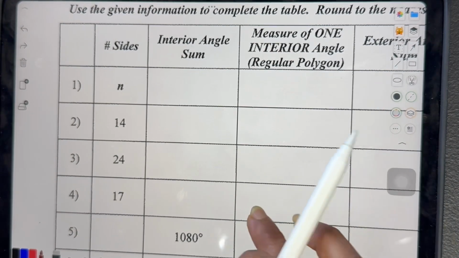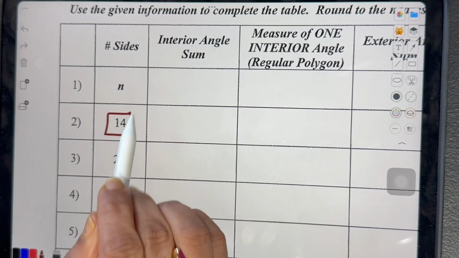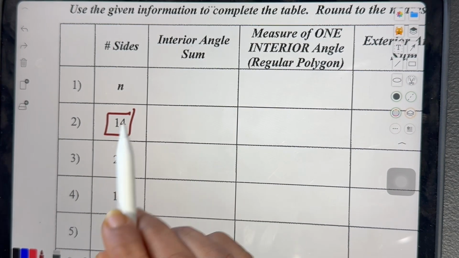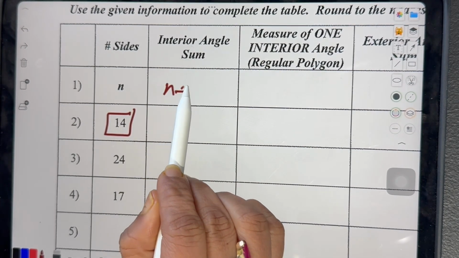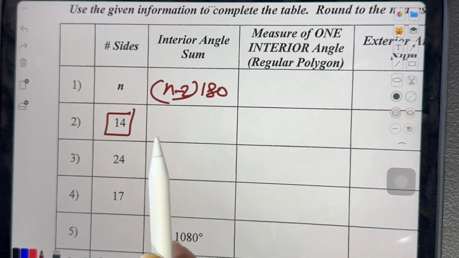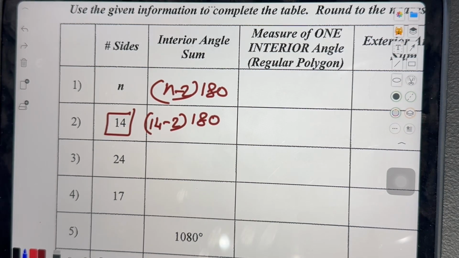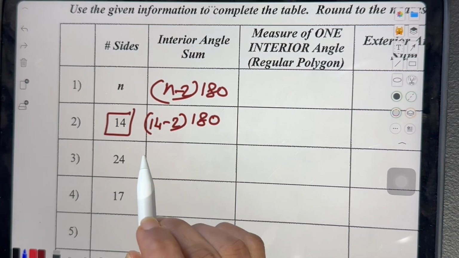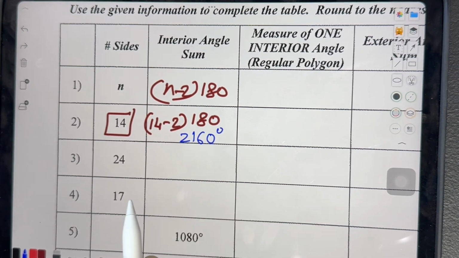So if I have n as the number of sides, this one, n is 4. If n is 14, sorry, my bad. Sum of the interior angles, what is the formula? (n minus 2) multiplied by 180. So (14 minus 2) multiplied by 180. What will be the answer? 14 minus 2 is 12. 12 times 180 is 2160. So this is the sum of all the interior angles of that polygon.